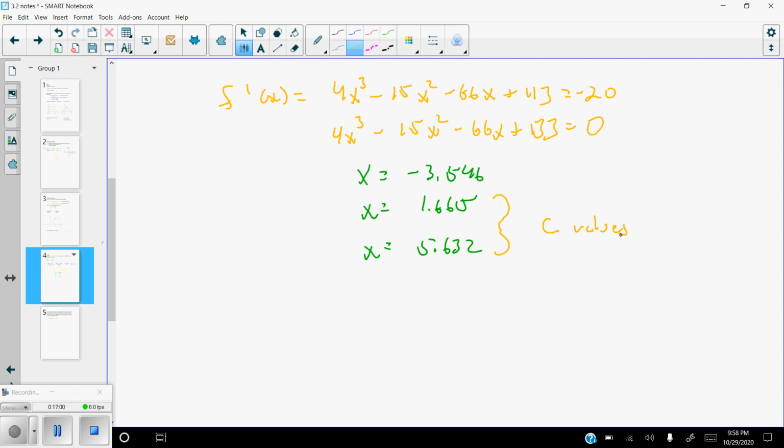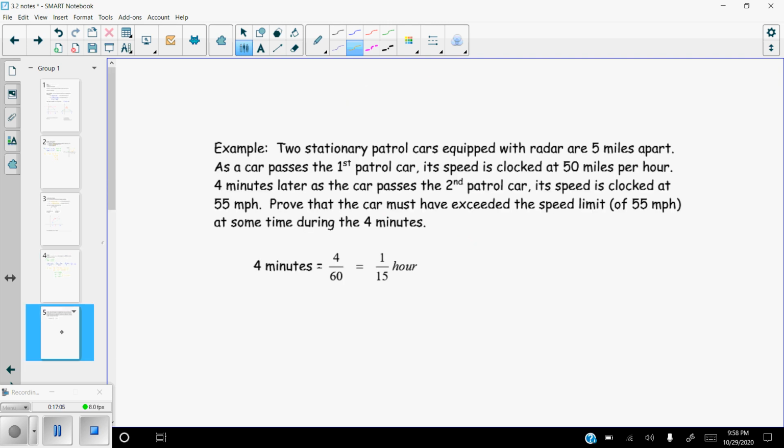All right. One more, actually very short problem, even though it's got a lot of words in it. It says, two stationary patrol cars equipped with radar are 5 miles apart. As a car passes the first patrol car, its speed is clocked at 50 miles per hour. So you're doing fine. 4 minutes later, as the car passes the second patrol car, its speed is clocked at 55 miles per hour. Once again, seems like you're doing fine. Prove that the car must have actually exceeded the speed limit of 55 miles per hour, back when there actually were 55 mile per hour speed limits, at some time during the 4 minutes.